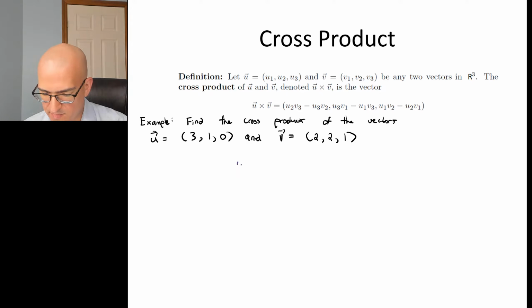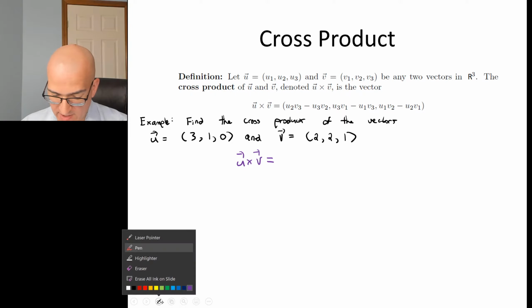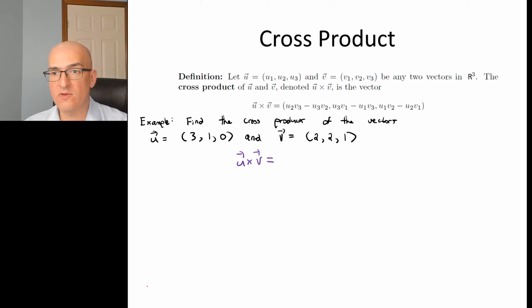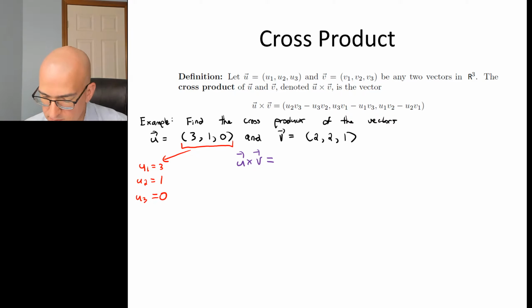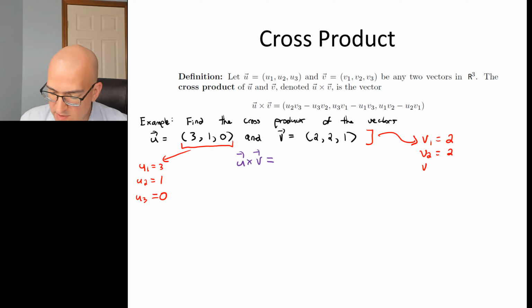Okay, so let's see what happens. According to the formula, u cross v will be equal to, and actually I should start by indicating what all these letters are, what u1, v1, and so on are. So u is 3, 1, 0, that means u1 is equal to 3, u2 is equal to 1, and u3 is equal to 0. v equals 2, 2, 1 means v1 is equal to 2, v2 is equal to 2, and v3 equals 1. So we're going to use those definitions inside our formula. I think I need more space for the formula.